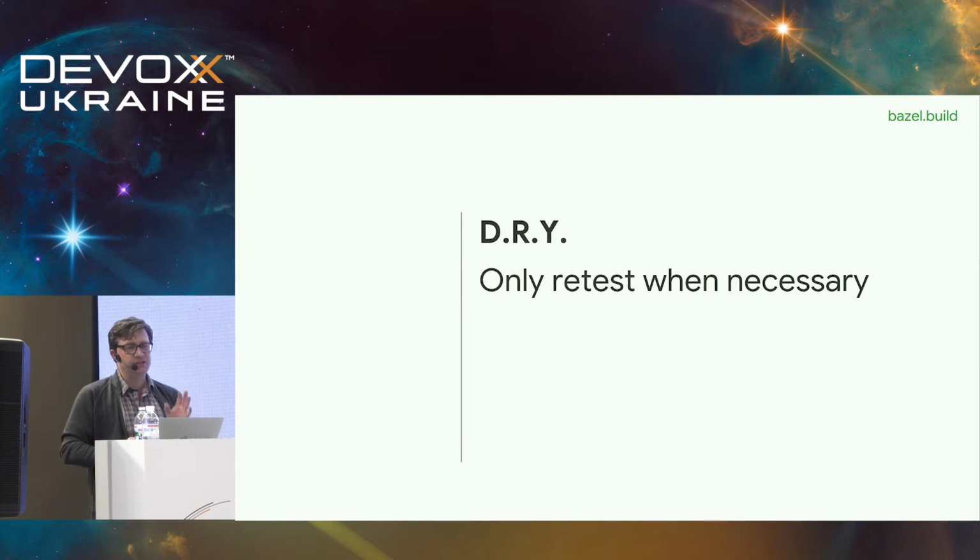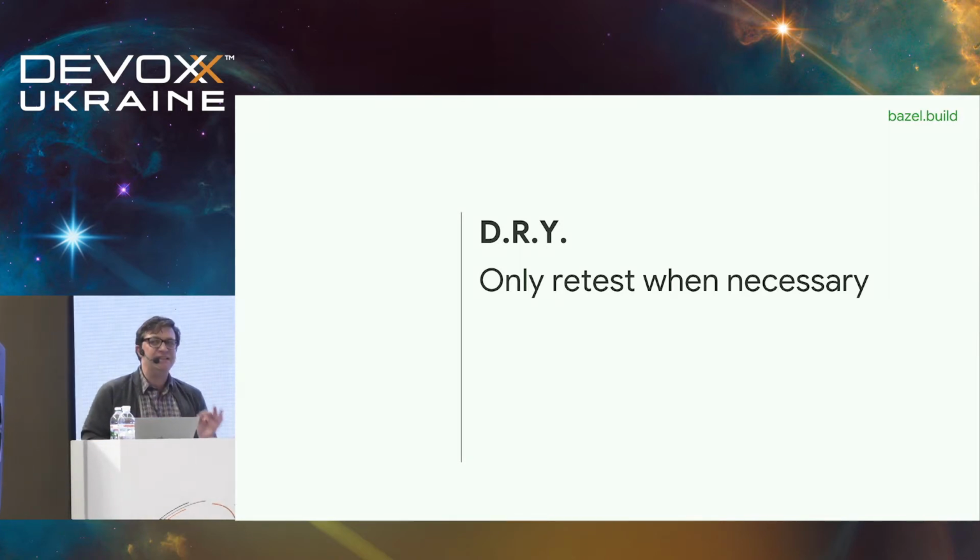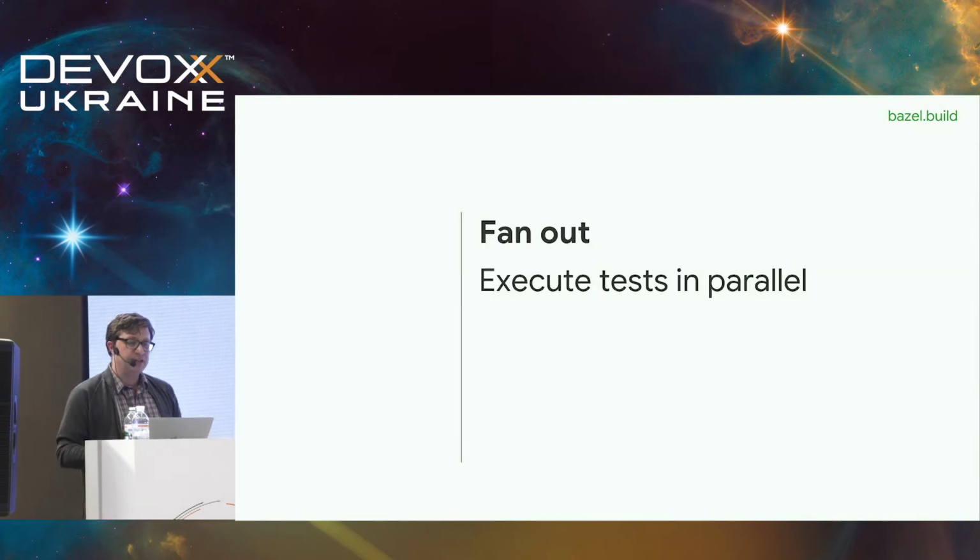So Bazel is built on two core optimizations. The first is don't repeat yourself. If you've run a build, built an artifact or run a test before, why build it again? Bazel's model allows us to reuse prior results with complete confidence. And secondly, for things that you do need to build, let's use parallelism to fan those out and execute them across a large number of workers.